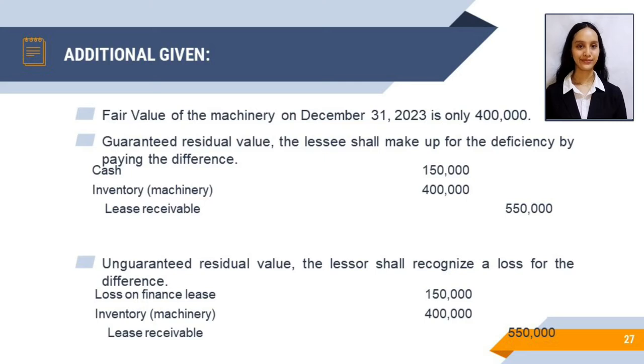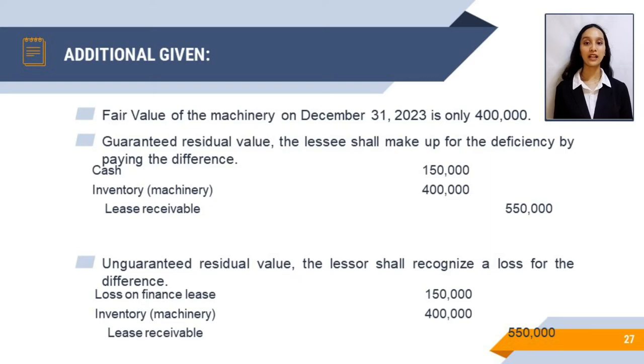So, for the last point, it is about unguaranteed residual value. Paano naman kapag unguaranteed? Unguaranteed residual value, the lessor shall recognize a loss for the difference. Si lessor naman ang mag-shoulder ng residual value, pero imbis na bayaran, ay i-recognize ang 150,000 as loss on finance lease. Ganito din natin siya i-record. Debit the loss on finance lease of 150,000, then debit the fair value of machinery of 400,000, then credit the lease receivable of 550,000. So remember, sa return of asset to lessor, kay guaranteed si lessee ang mag-shoulder at babayaran niya in cash. Kapag unguaranteed, si lessor ang mag-shoulder at ititreat niya ang residual value as loss on finance lease.